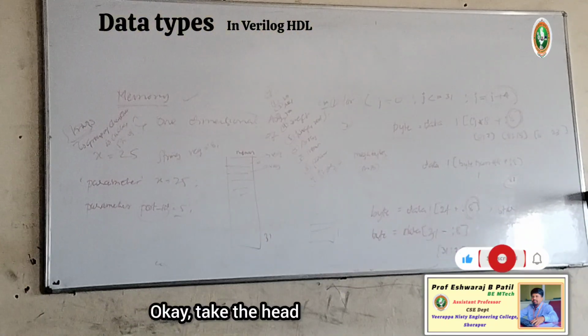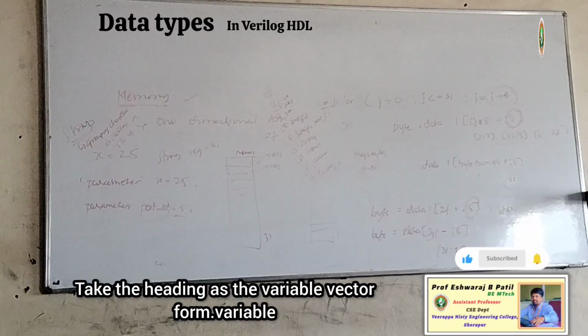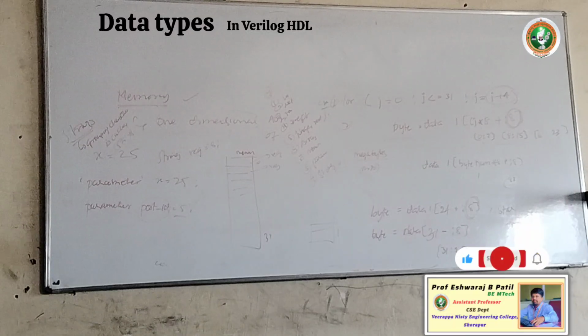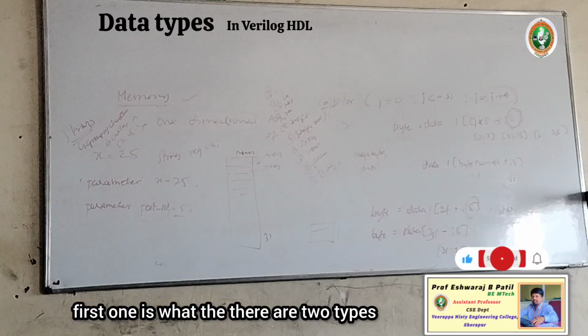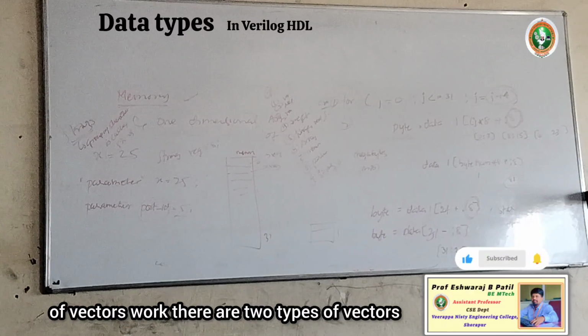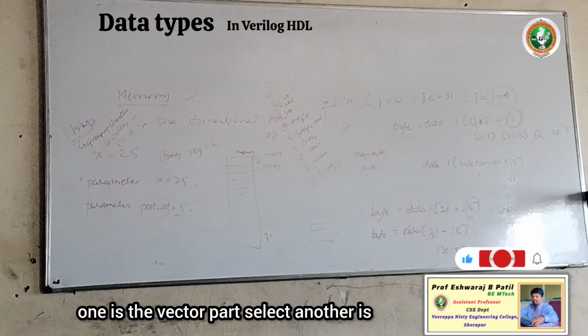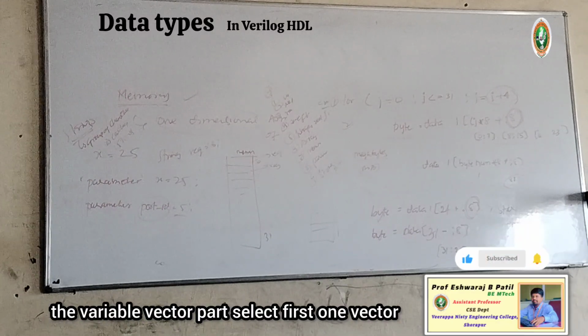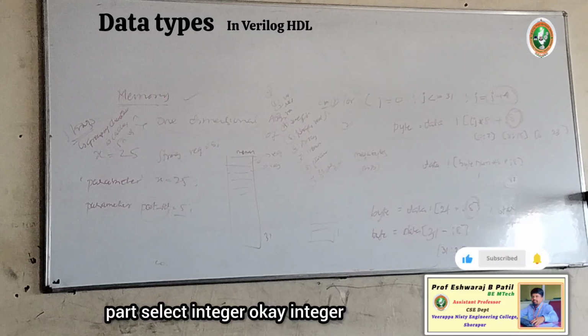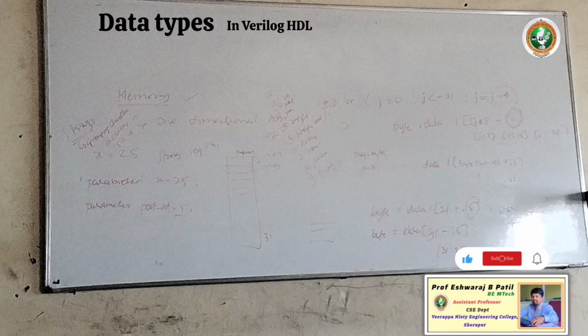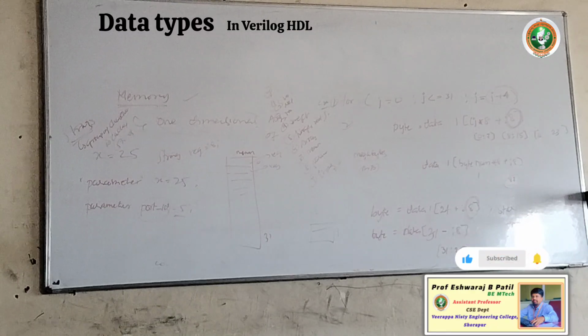Okay, take the heading as the variable vector form. Variable vector, first one: there are 2 types of vectors. One is the vector part select, another is the variable vector part select. First one, you have written vector part select, up to where you have written integer. Okay, integer, you have written that.